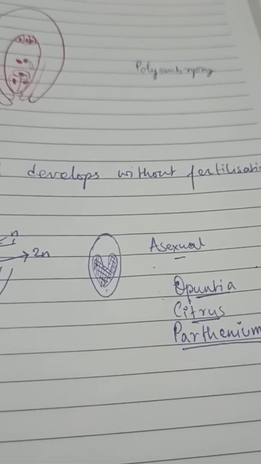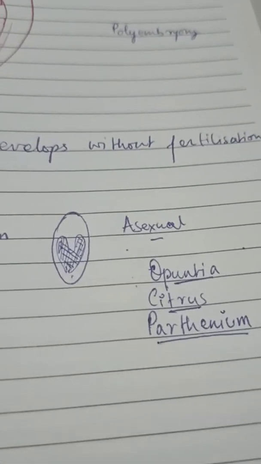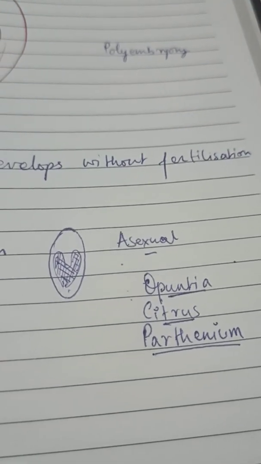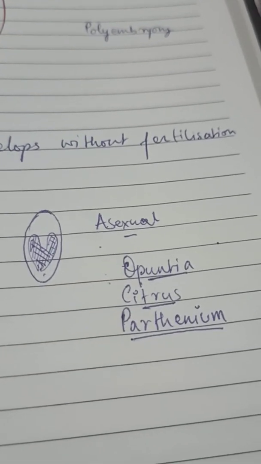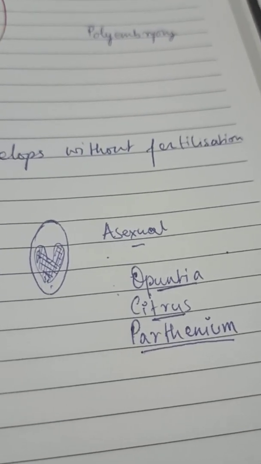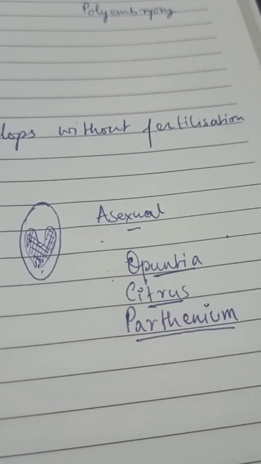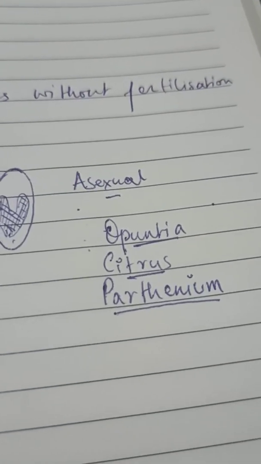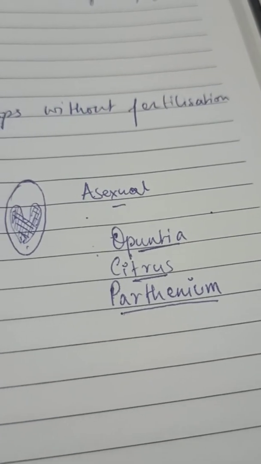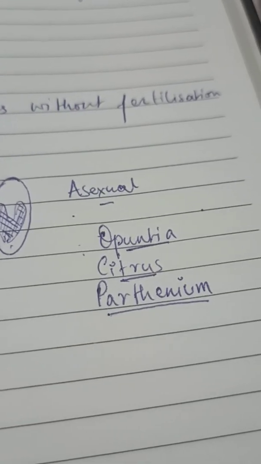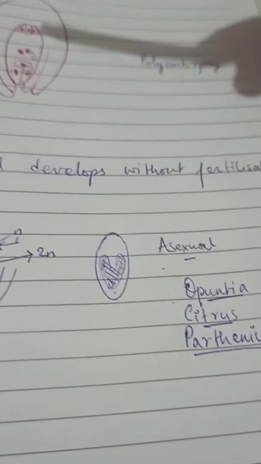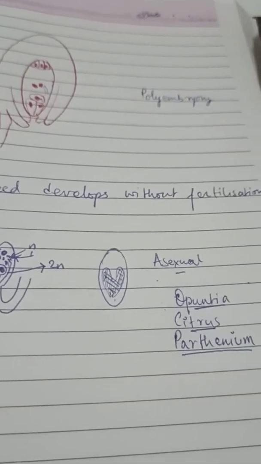They occupy the entire space. If you are familiar with the plant, you will find it growing anywhere near your home, wherever there is a little bit of uncontrolled foliage or uncontrolled growth of plants. In those areas you will find this particular weed growing a lot. So Parthenium, Opuntia, citrus, all of them go by this apomictic method of development.